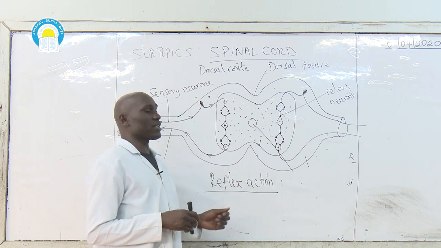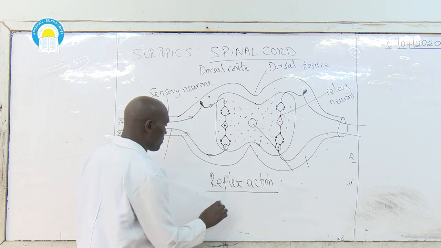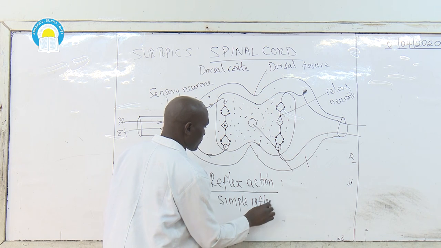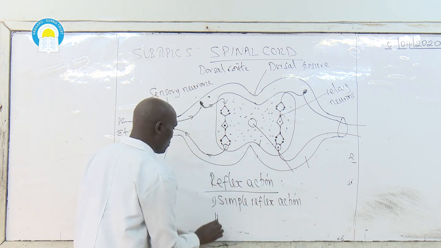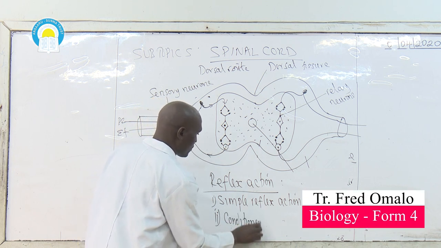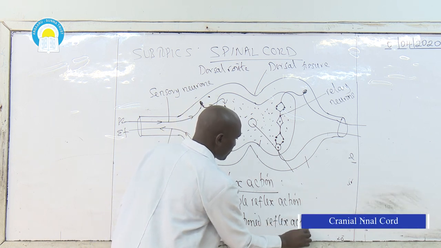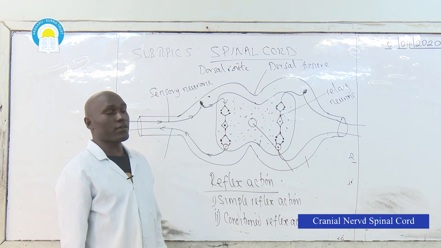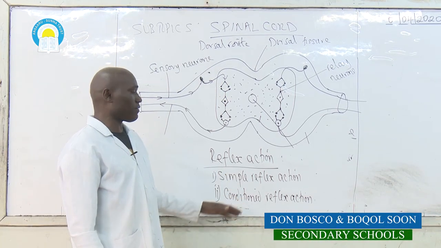Reflex action can be divided into two. We have one, simple reflex action, and two, conditioned reflex action. So these two are the only types of reflex action that we can talk about: simple reflex action and conditioned reflex action.